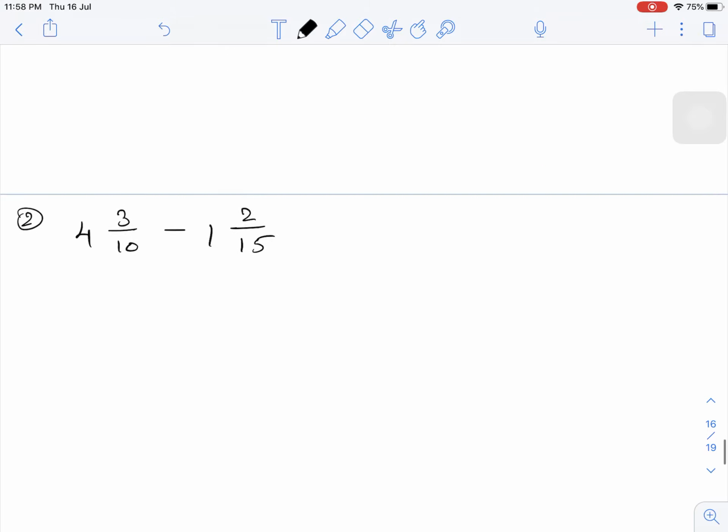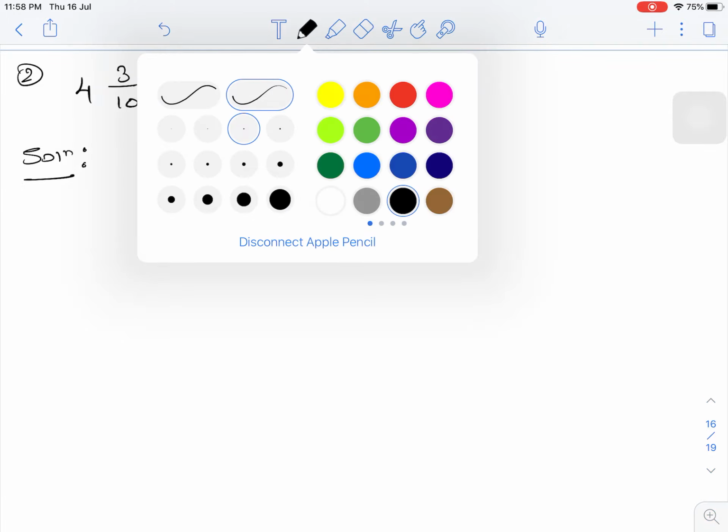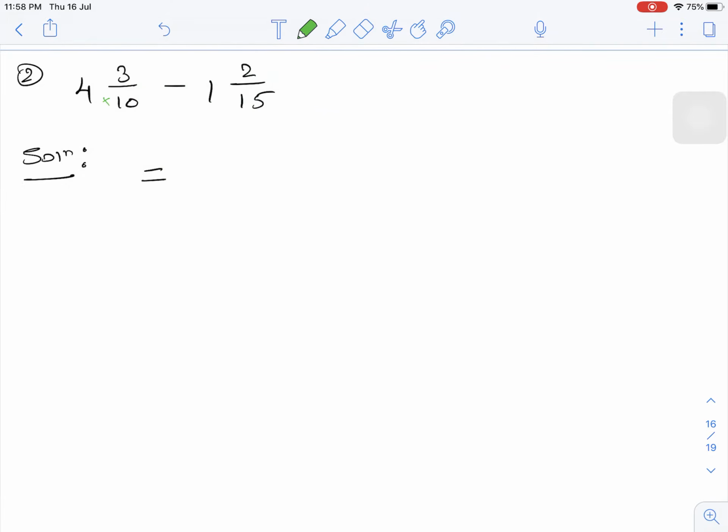Let us solve some more examples. Now here we have 4 3 upon 10 minus 1 2 upon 15. Now remember one thing, that whenever the fractions are in mixed fraction form, we cannot do anything to this fraction. First we have to convert this one into an improper fraction. So for converting into an improper fraction, again same condition, we are going to multiply these two, add this number, multiply these two and add this number.